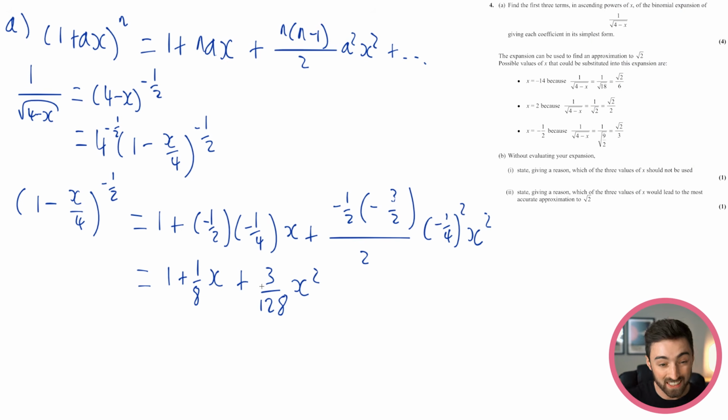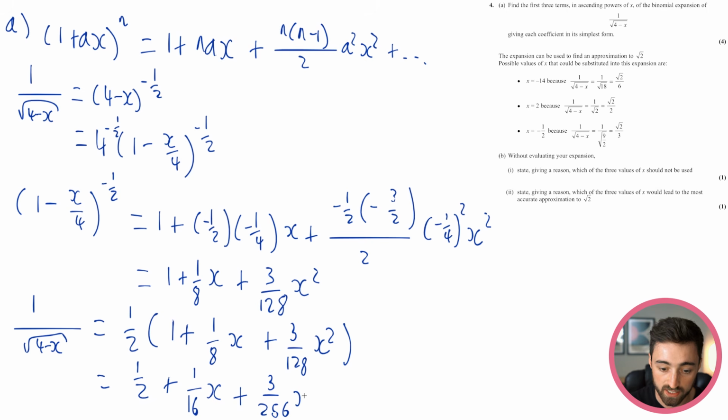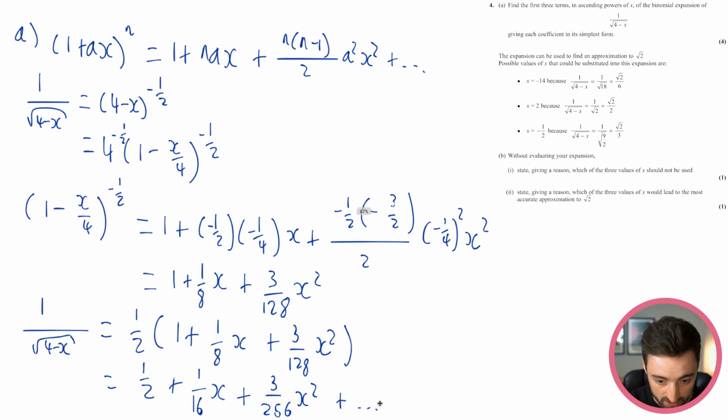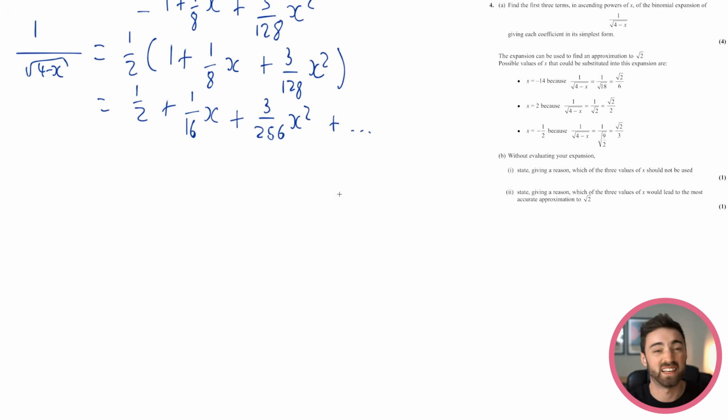Not quite, because we still need to times by this 4 to the minus a half. So what is 4 to the minus a half? Well, it's going to be a half, right? So my expansion is going to be the following. A half times by all of this stuff. So then you just halve each term, right? So that leads us to 1/2 plus 1/16 x plus 3 over 256 x squared. Just give it a little dot to really show that that's not exactly equal to that. Perfect. Okay, so now it's probably going to be about subbing numbers in, getting estimations, talking about validity, etc.